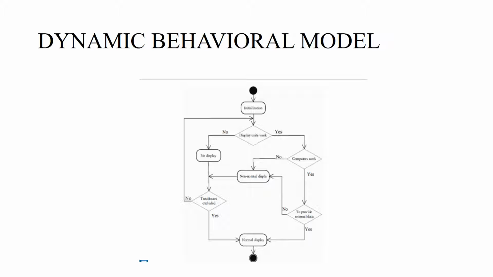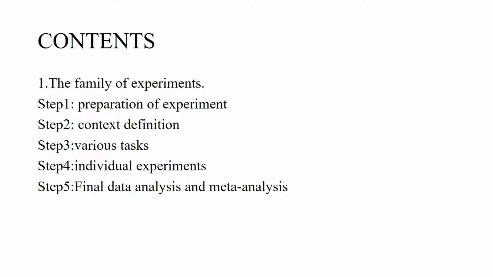And this is the description for the dynamic behavior model with a small diagram, where it shows all the 4 states or 4 classes: the initialization, non-display, non-normal display, and the normal display. And as we learned before, the dynamic models can be learned by performing the 5 different experiments. There are the 5 different experiments explained here.